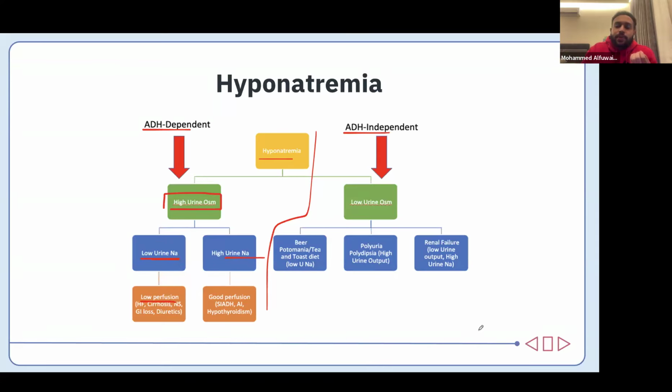In this case, what's it called? Let me collect my thoughts one second. Let me explain this pathway, then I'll get to where dehydration is.